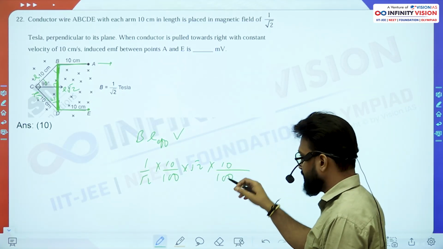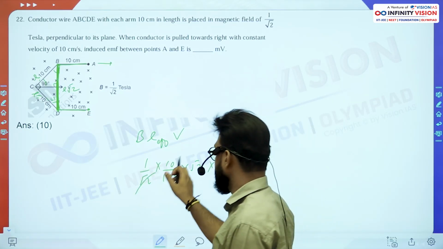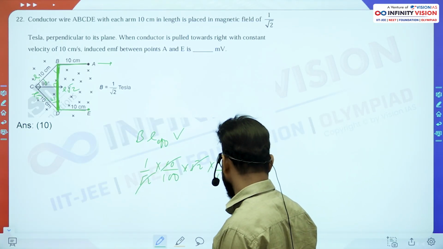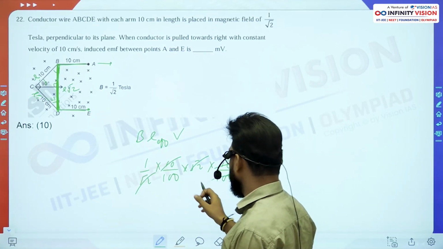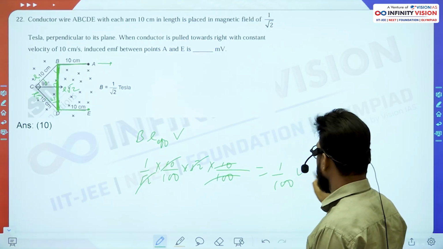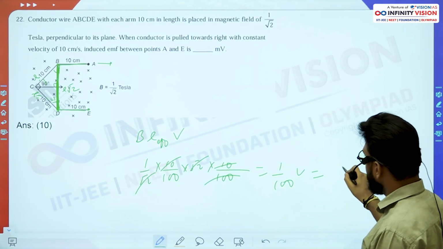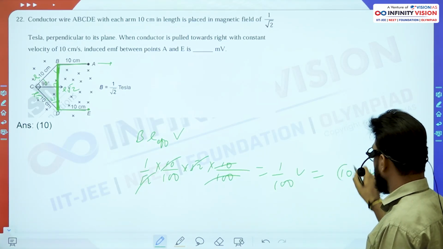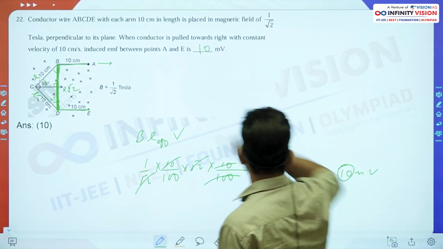Okay, centimeter we have converted into meter. Root 2 will cancel out. This 100 will cancel out. You will get 1 by 100 volt, which is nothing but 10 millivolt. So the answer that we are getting is 10.